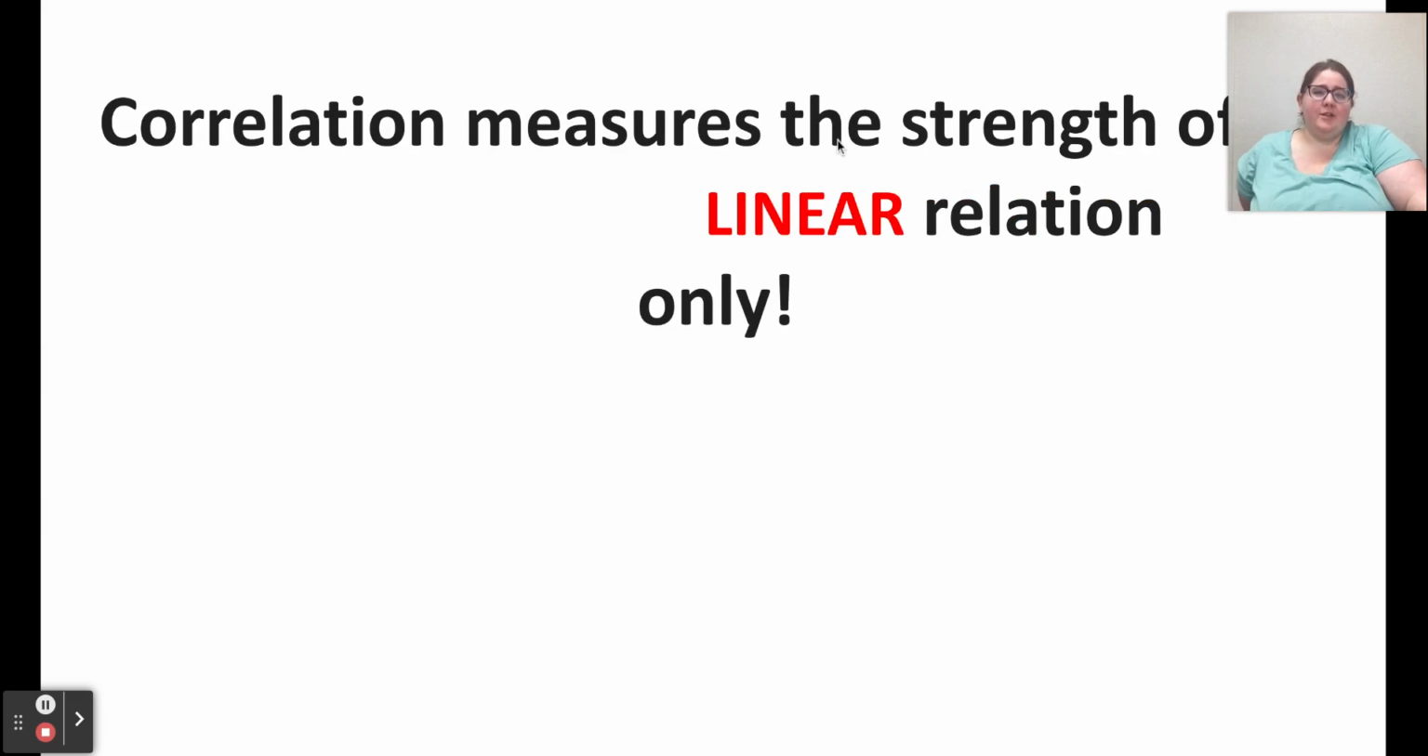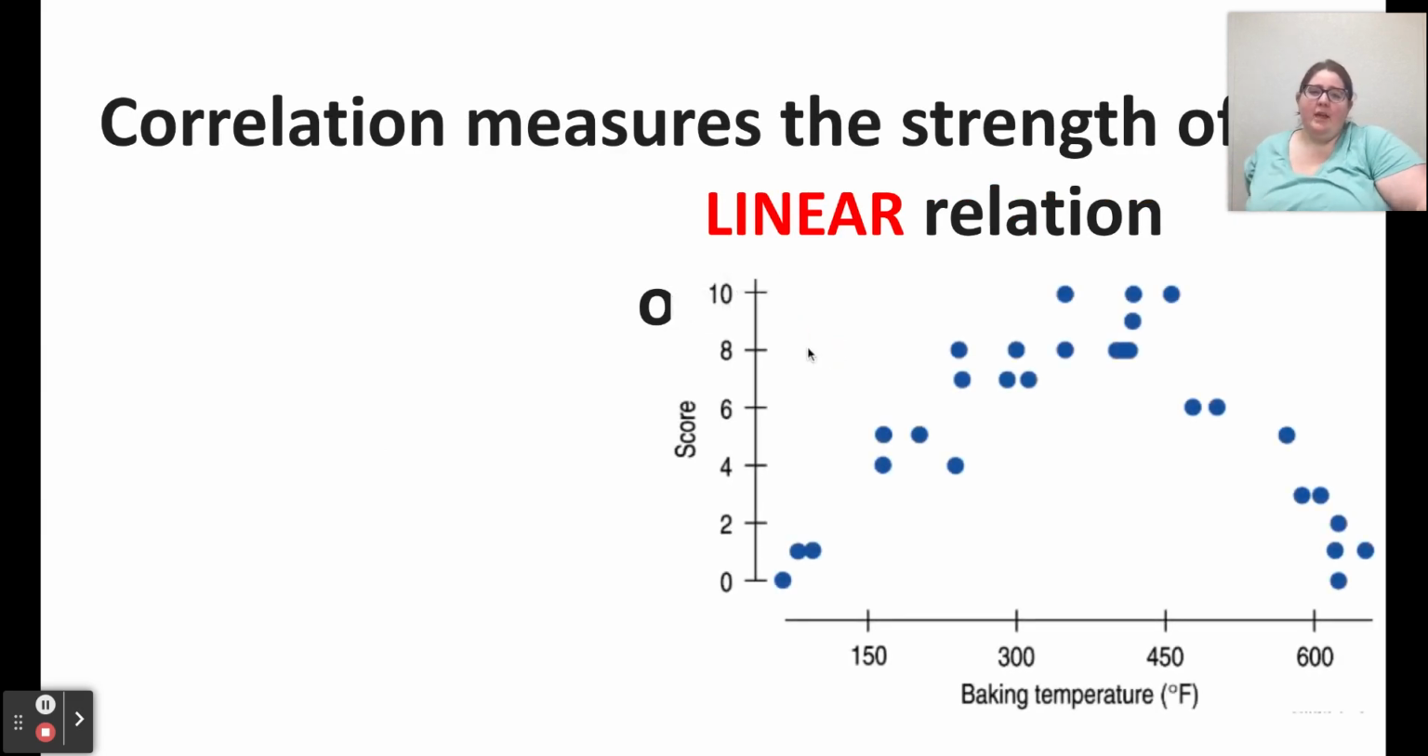So, as I mentioned, correlation measures the strength of a linear relationship only. This is a graph showing the baking temperature for different baked goods versus the score they got. Maybe they were scored on a scale of 1 to 10 in terms of how good they tasted. As you can see, we have a pretty obvious pattern. As baking temperature goes up, score goes up to a certain point, right? And then as baking temperature continues to go up, the score goes down. So we have kind of a sweet spot. If it's baked too long and at too high a temperature, it's going to be burnt. So we have a very clear relationship, but that relationship is not linear.